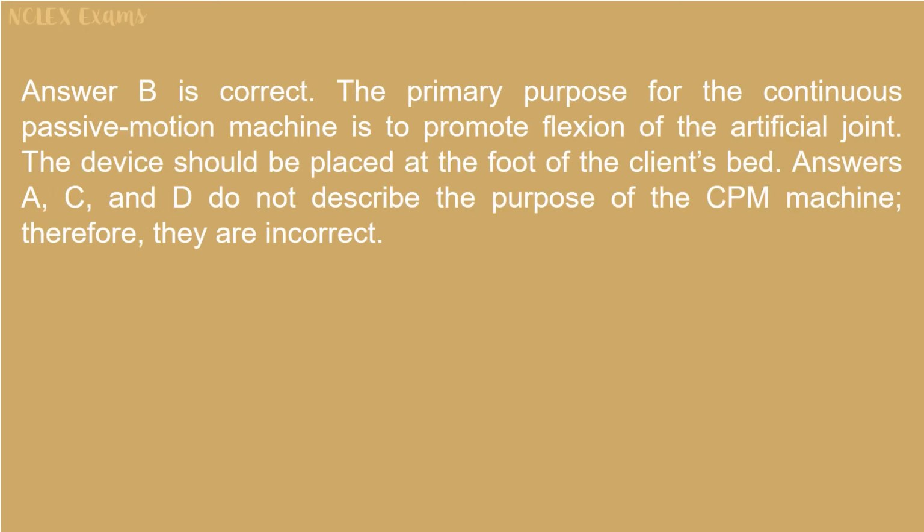Answer B is correct. The primary purpose of the continuous passive motion machine is to promote flexion of the artificial joint. The device should be placed at the foot of the client's bed. Answers A, C, and D do not describe the purpose of the CPM machine, therefore, they are incorrect.